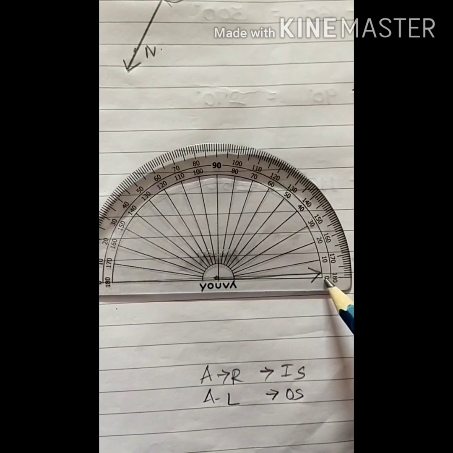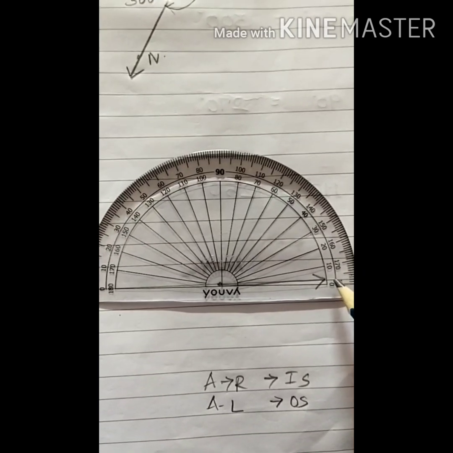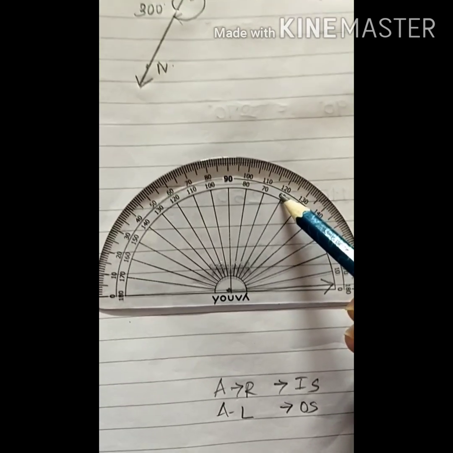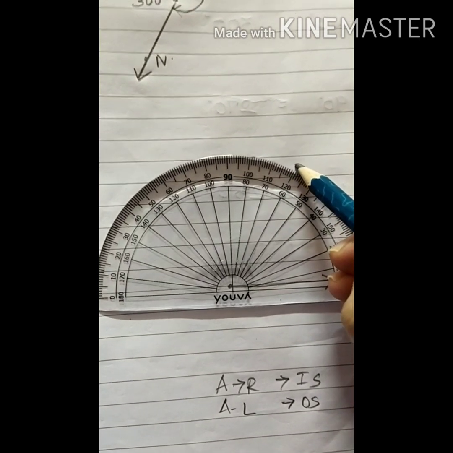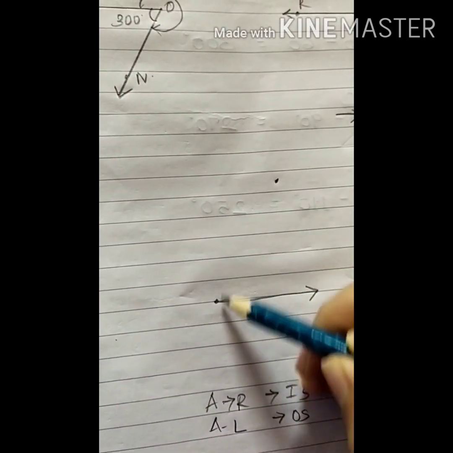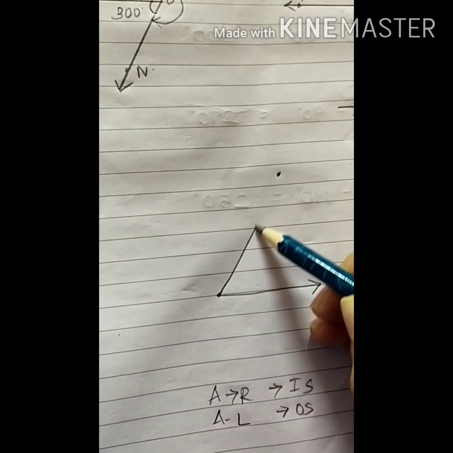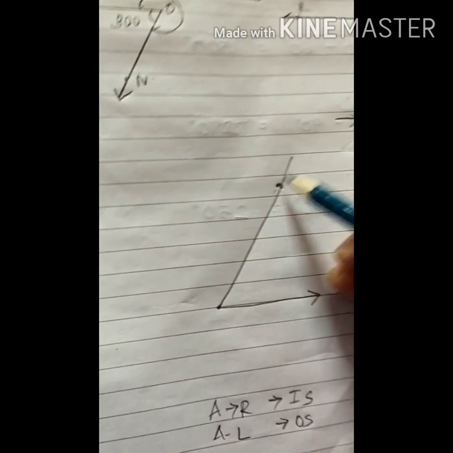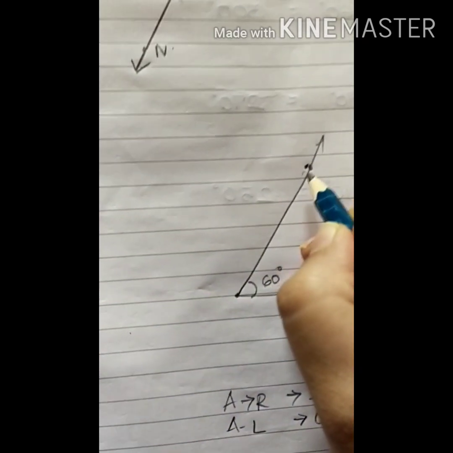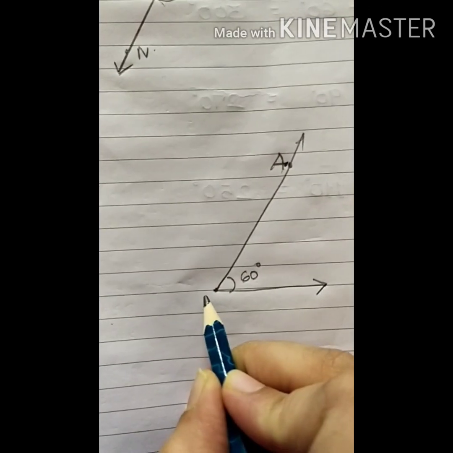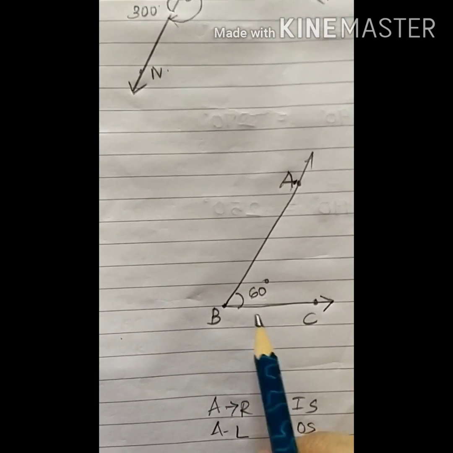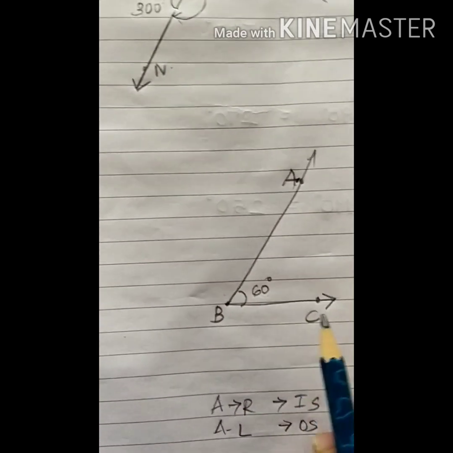So let us take an example. I have to draw 60 degrees. So I go on counting 10, 20 with my inner scale and I come up to 60. Here I make a small point and I remove my D. Now this point and this point have to be joined using a scale, and this gives me an angle of 60 degrees. Let us name this as angle ABC. This is how we use the inner scale when my arrow is to the right side.